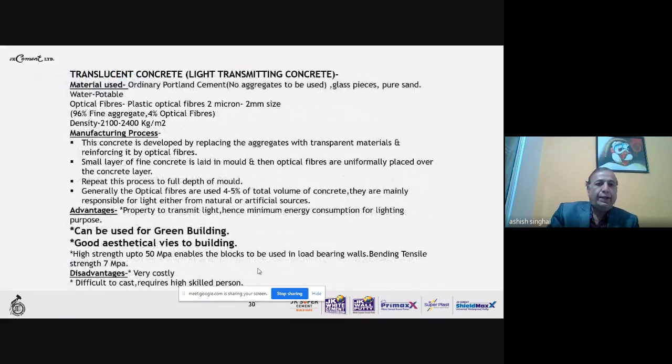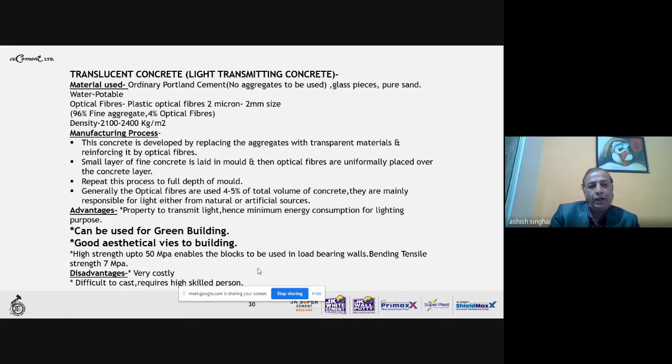Now, as I mentioned, translucent concrete, or light-transmitting concrete, is actually not a structural concrete. It is not meant for load-bearing structures; it is used as a facade or as a building block. The basic objective of translucent concrete is to permit natural lighting within your space. This is the basic objective.